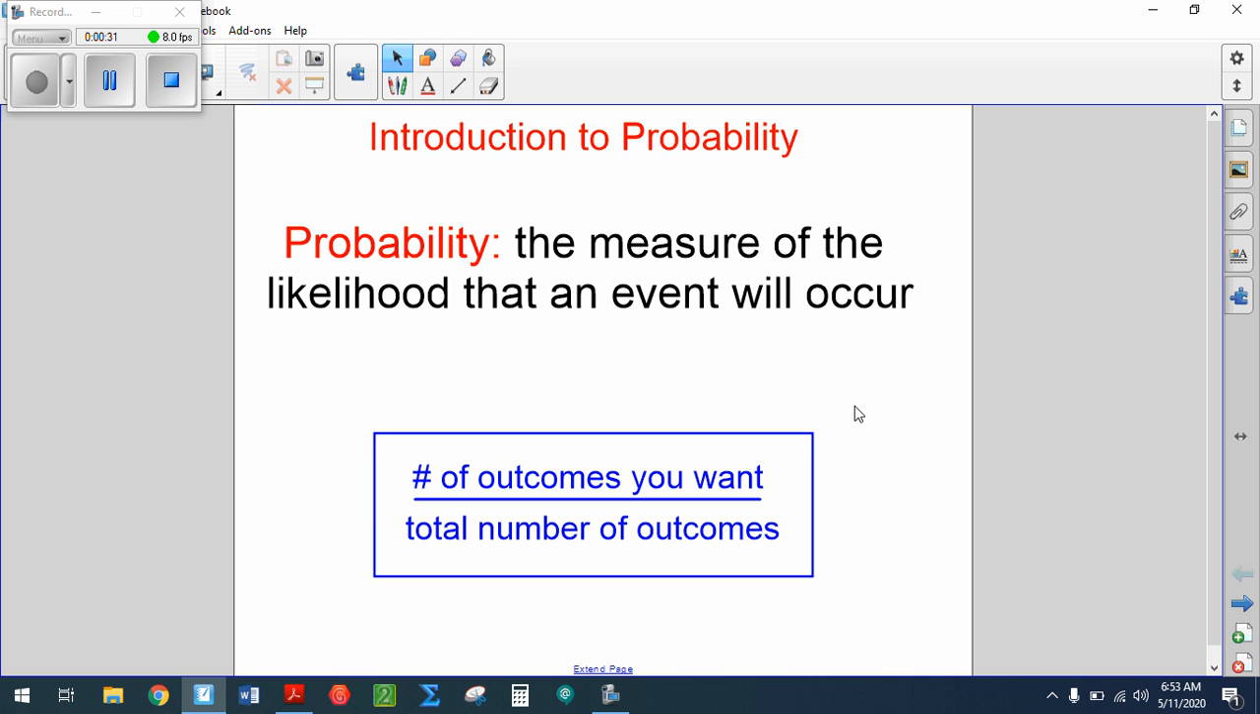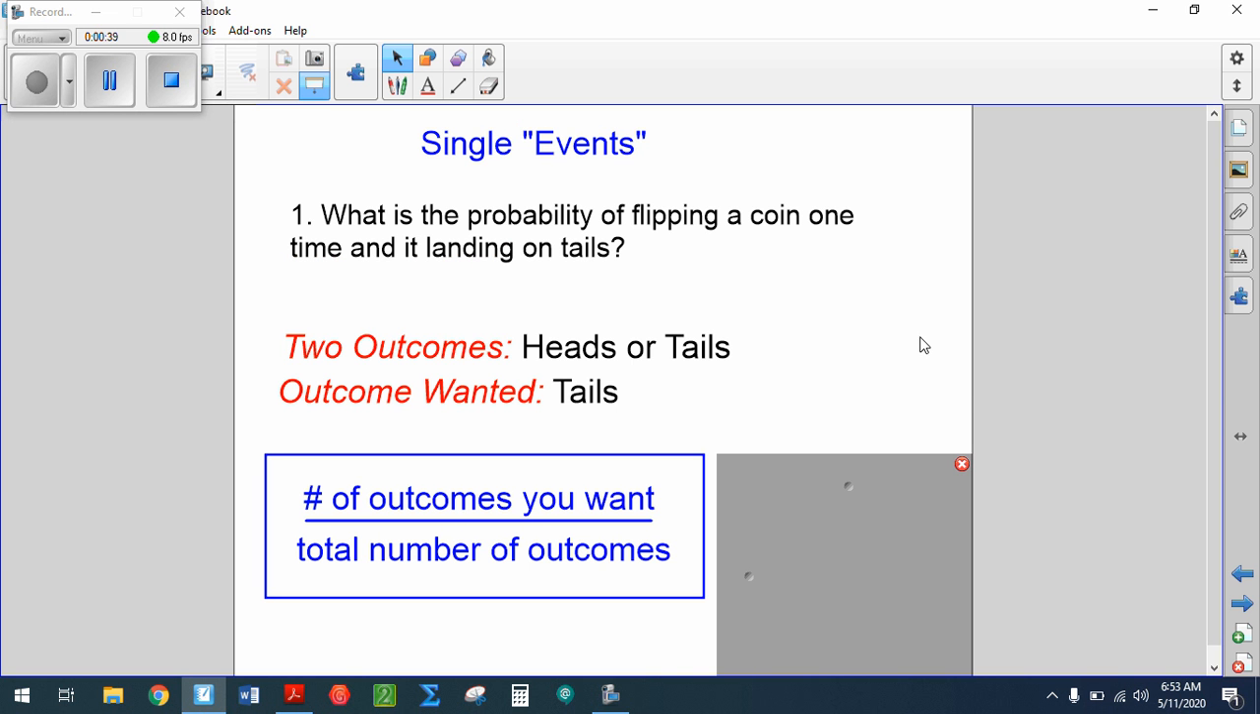Another way to look at probabilities, in this blue box: the number of outcomes you want over the total number of outcomes. So this first video is about probability of single events.